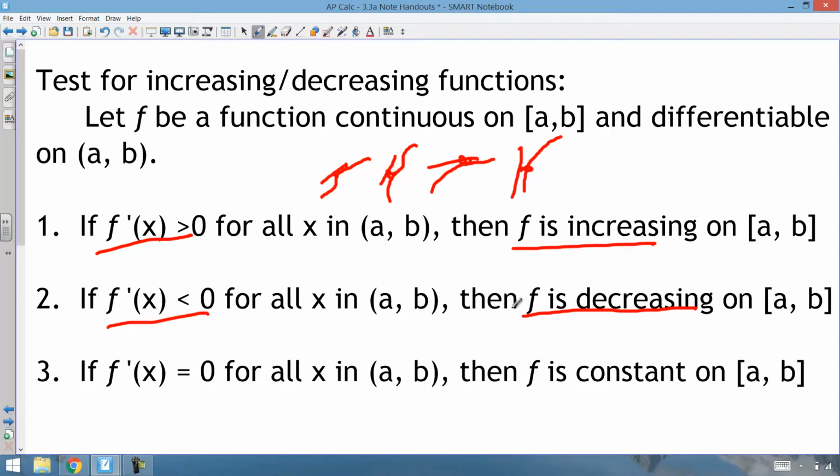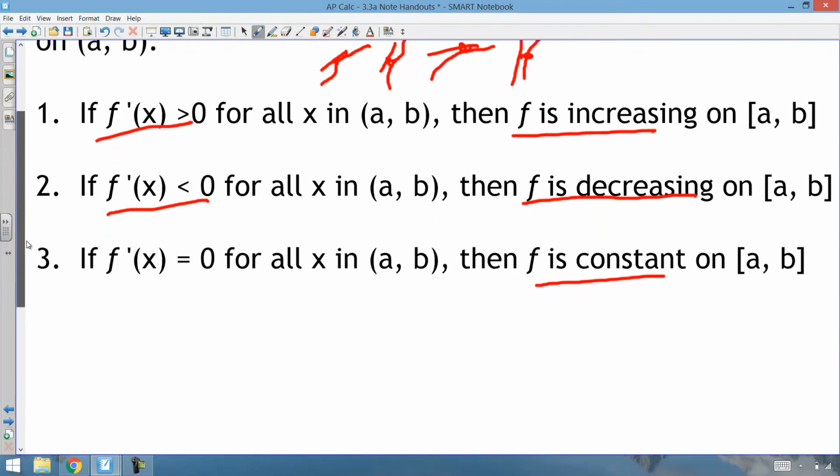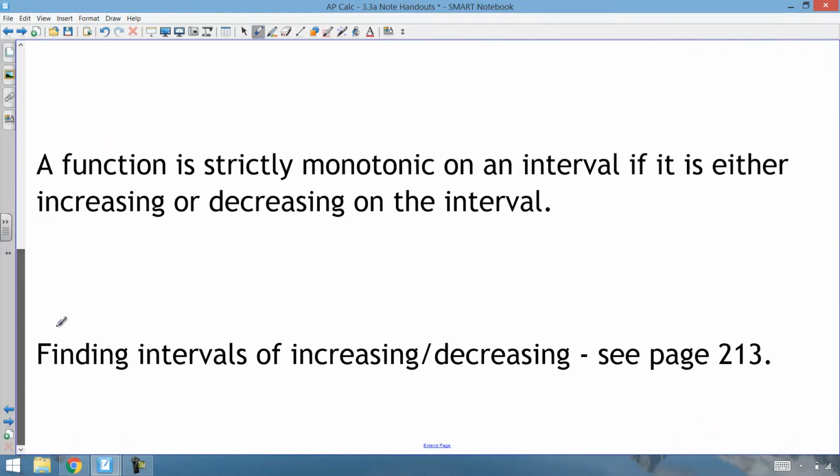This is the derivative, and this is the regular function, remember. And if the derivative is 0, then it's constant on the interval, or it could be a max or a min, but it's flat. So a function is strictly monotonic if it is either increasing or decreasing on the interval. So that means it's kind of like increasing on the whole interval. It's always increasing. This is not a really important thing to worry about. It's just there. So I think this is actually the wrong page.